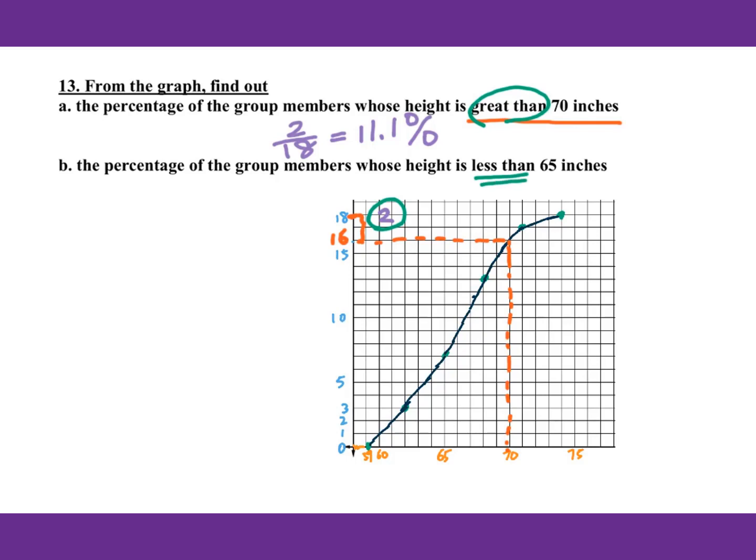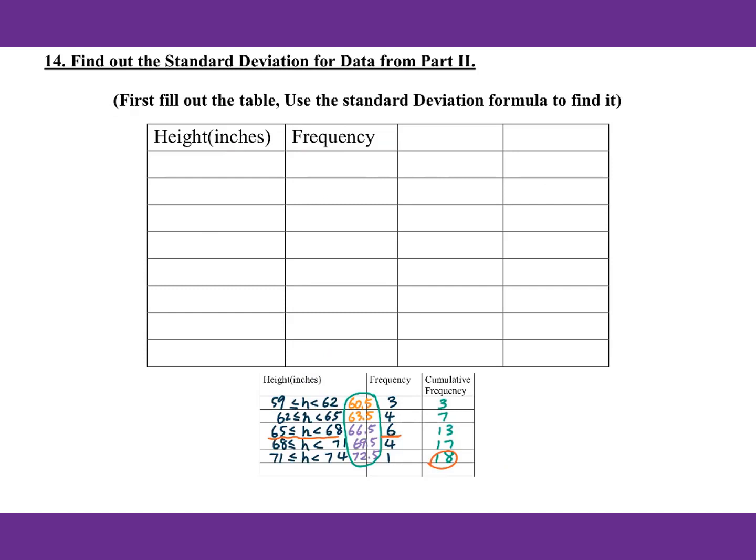For B, we need the percentage of group members whose height is less than 65. So find the 65 here. That will be 7. So we have 7 people. 7 over 18 equals 38.9%. For number 14, figure out the standard deviation for this continuous data.